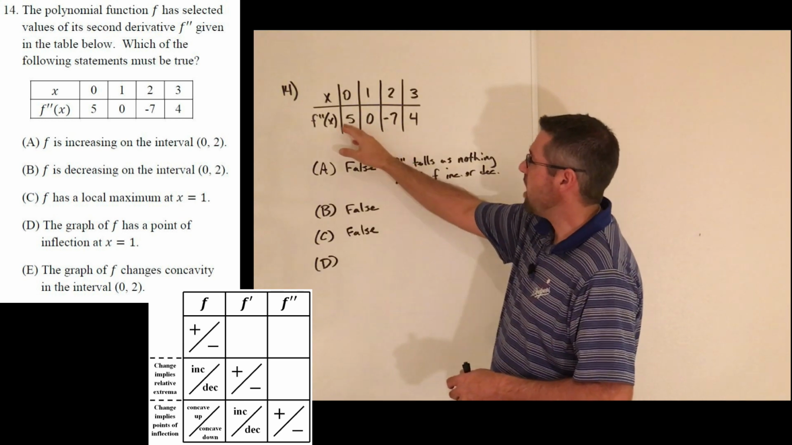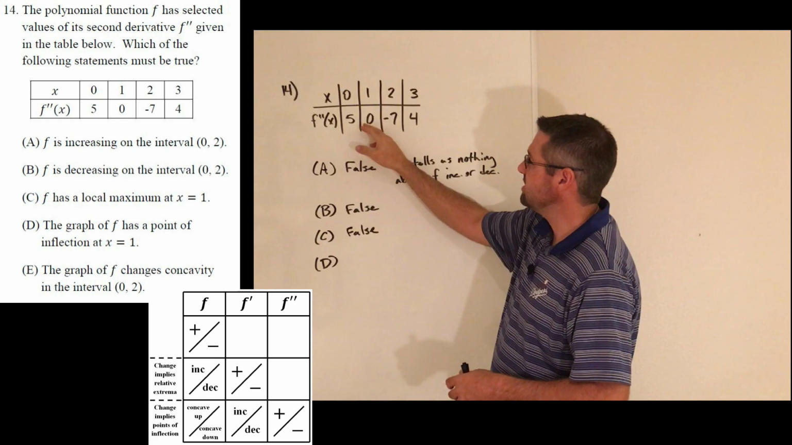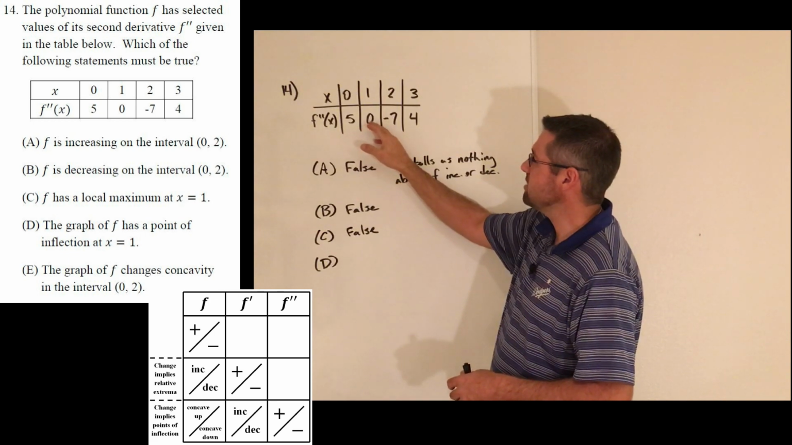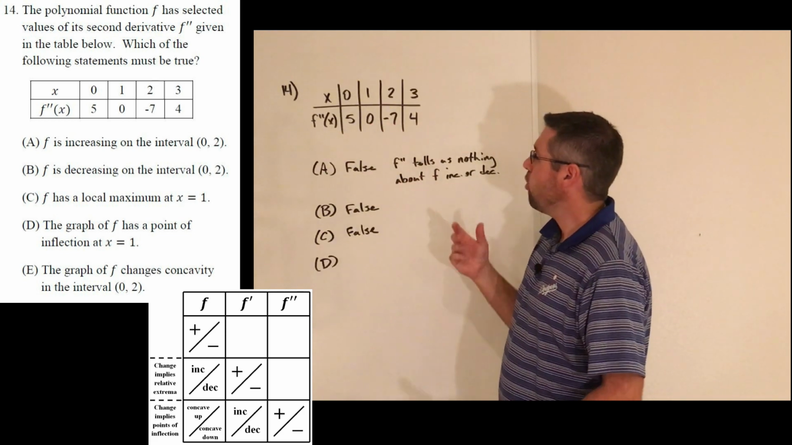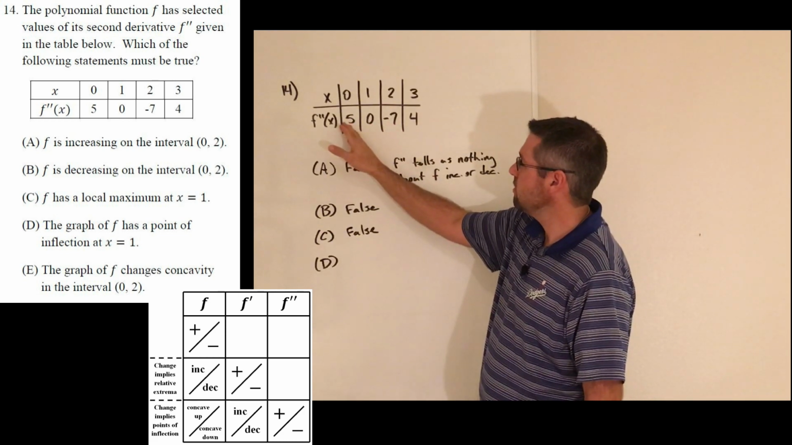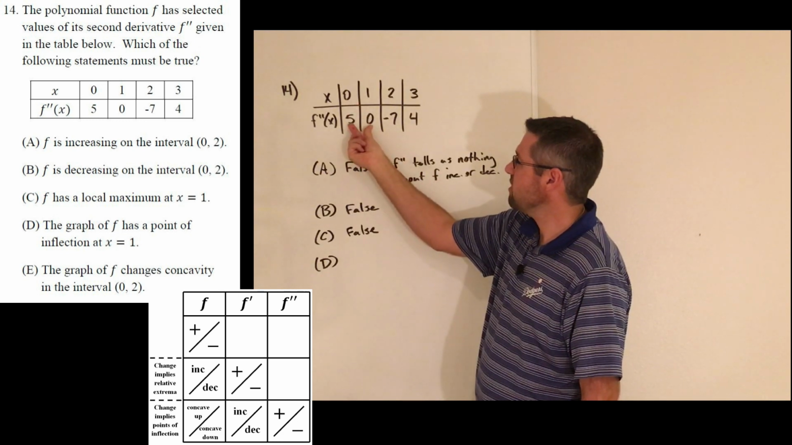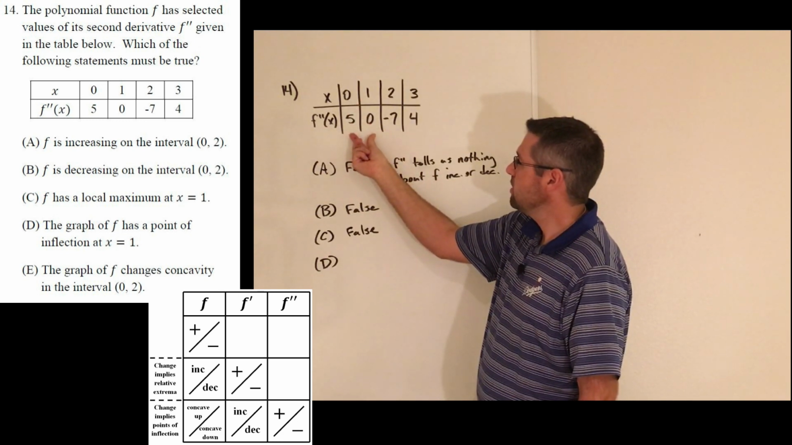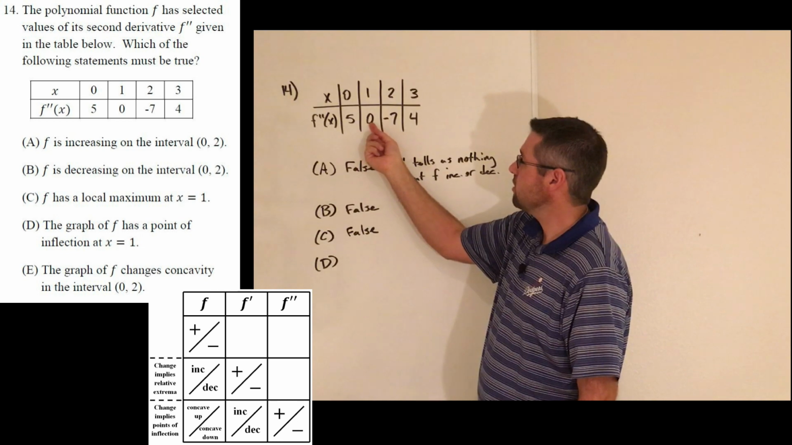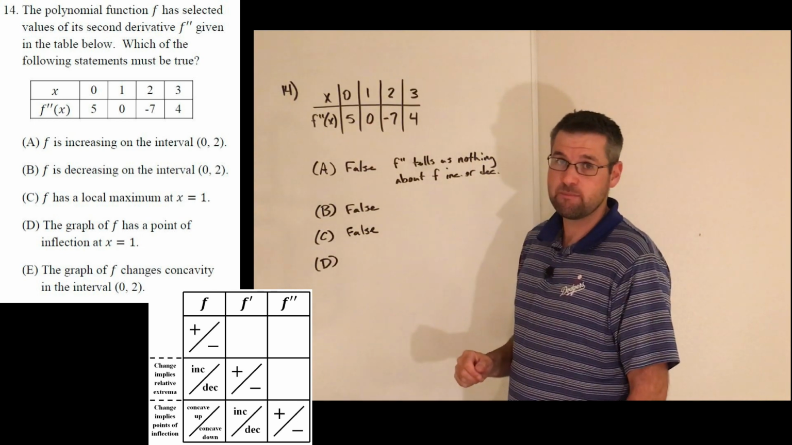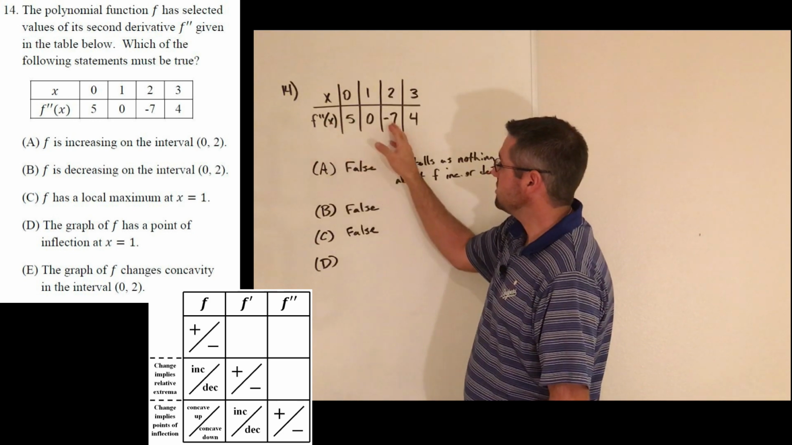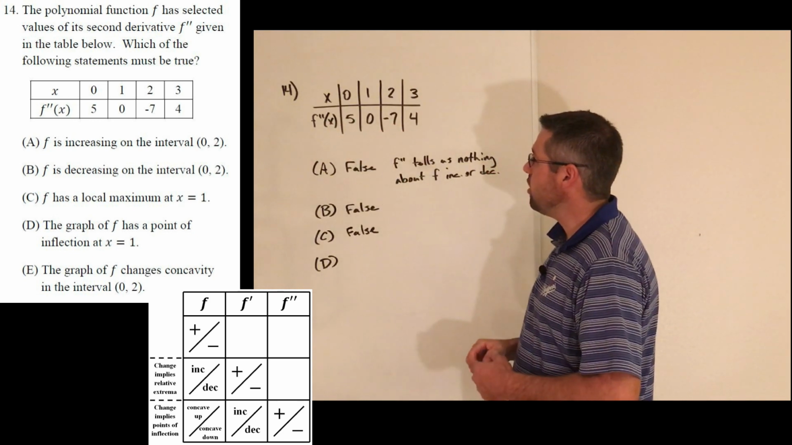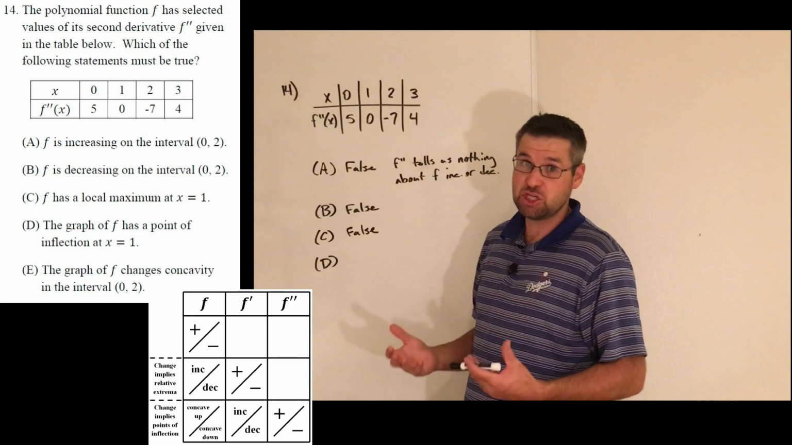Maybe it was positive, went to 0, went back to positive, and then went back to negative somewhere between 1 and 2. Or maybe it was positive at 0, and then went to negative somewhere in between 0 and 1, and then went back up to 0, and then back down to negative again. So we don't know where f double prime changed signs. The only thing that we know is that f double prime did change signs.